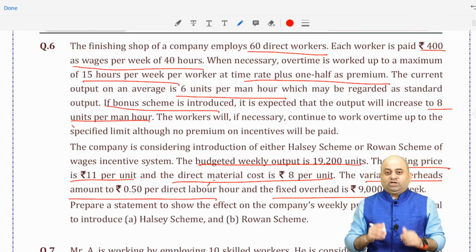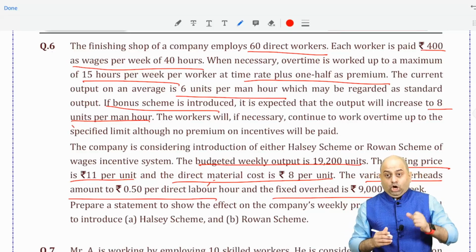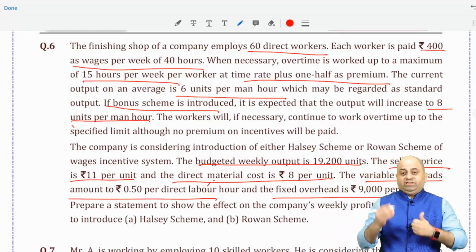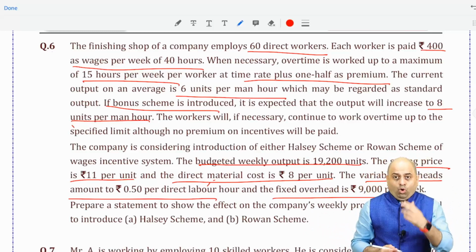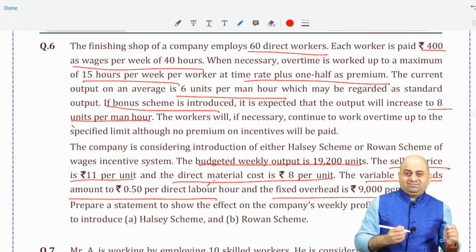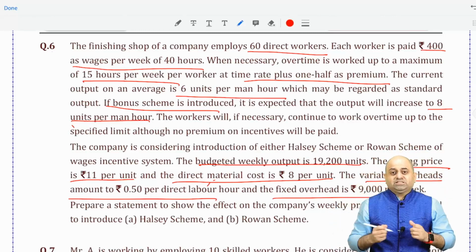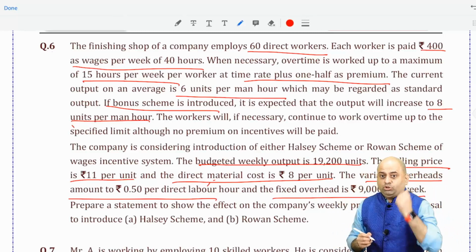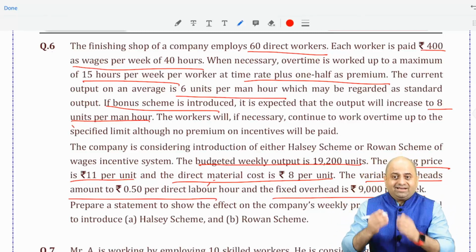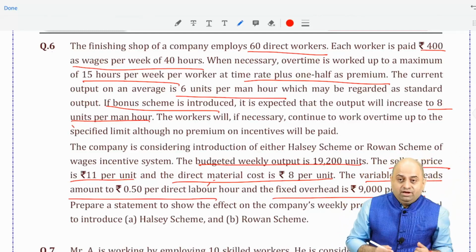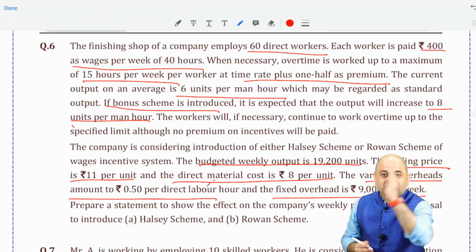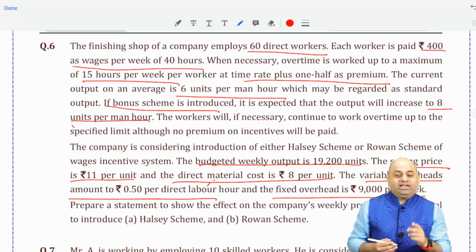So now what happens because of that? Earlier, I'm reminding you the amounts. Earlier, when there was 6 units per hour, the work would get finished in 3,200 hours. Whereas under the present situation, when it shifts to 8 units per man hour, work will get over in 2400 hours. So 800 hours which were earlier required will no more be required. That means automatically it becomes time saved.